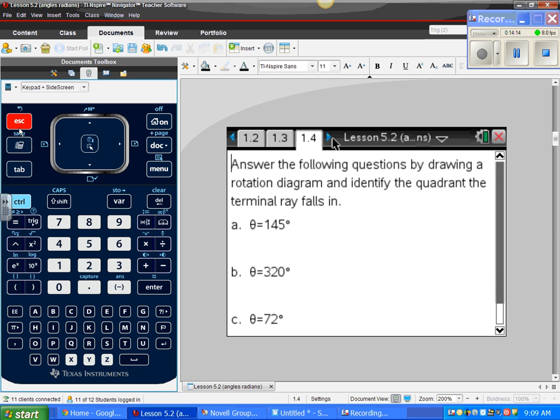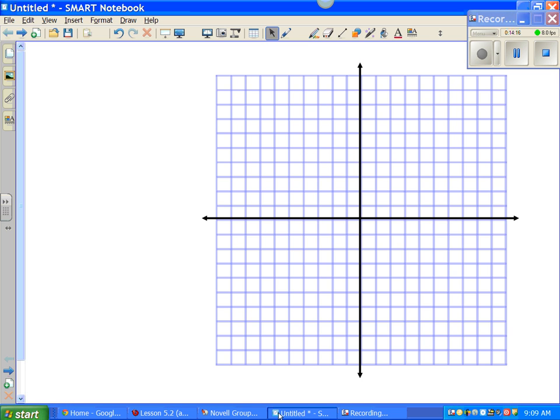All right, so 145 degrees. We're going to draw the rotation diagram. These are all going to be in standard position. You're going to draw a separate picture for every single one of these. They can be small, they don't have to be big. Every single one of them is going to be labeled. Since you're doing this in your notebook, make sure that you write down what page this is on.